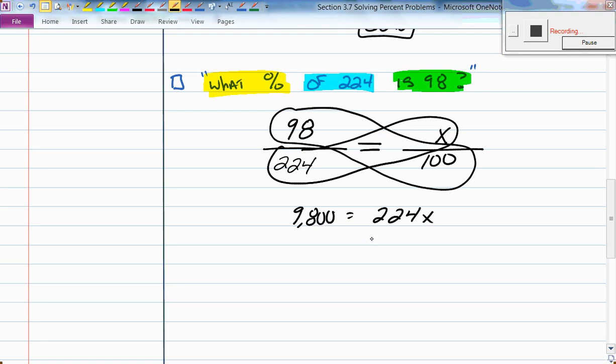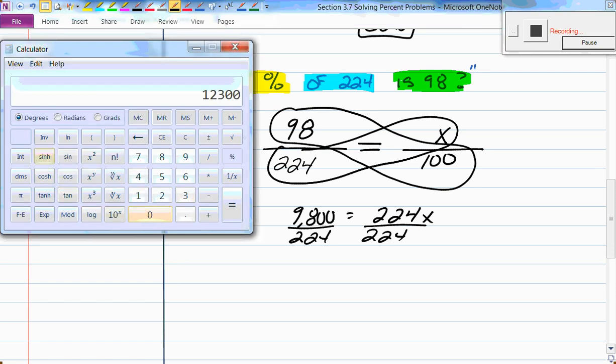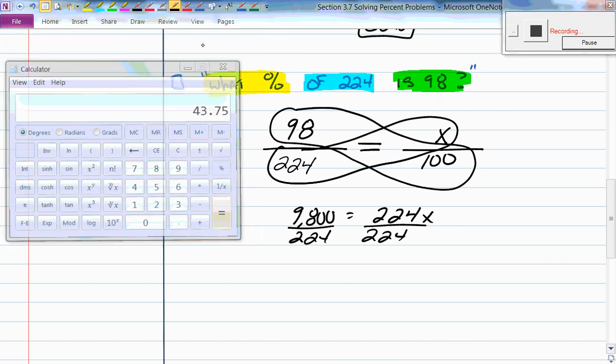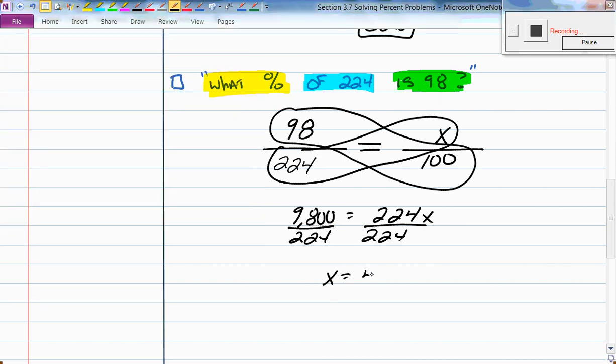What do I do now? We're going to divide by 224. Now, I don't happen to know what that is, but I have a handy dandy calculator. So check this out. We'll go 9800, and we're going to divide this by 224. And what do we get? 43.75. So x is 43.75%. Now, is that reasonable? Is that less than 50%? Yes, because we know 50% of 224 is 112, and we're only looking for 98, so definitely less than.